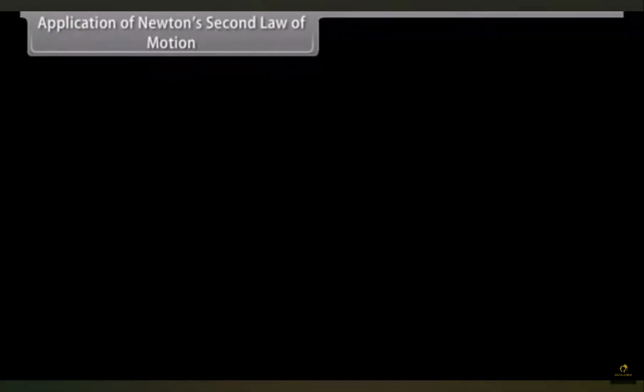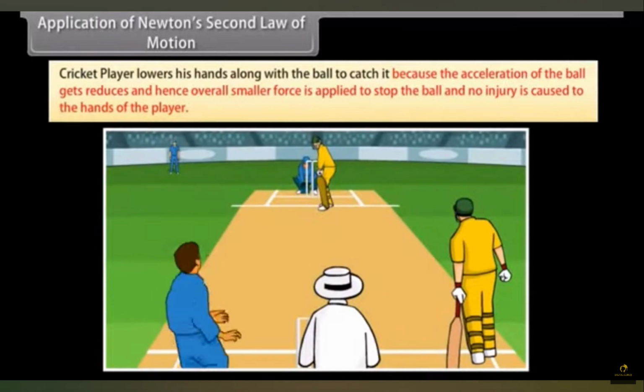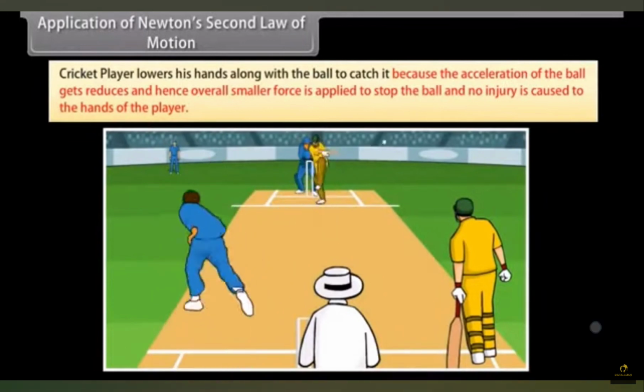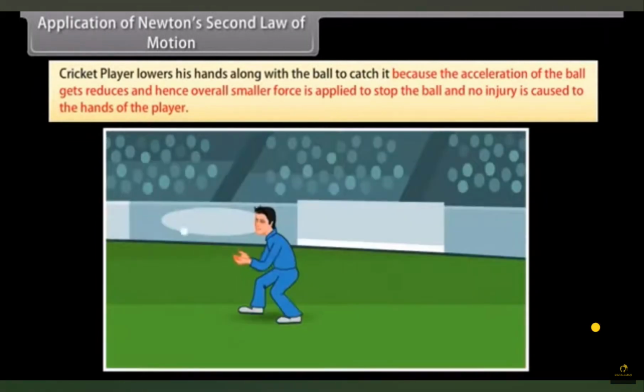Application of Newton's second law of motion. A cricket player lowers his hands along with the ball to catch it because the acceleration of the ball gets reduced, and hence an overall smaller force is applied to stop the ball, and no injury is caused to the hands of the player.